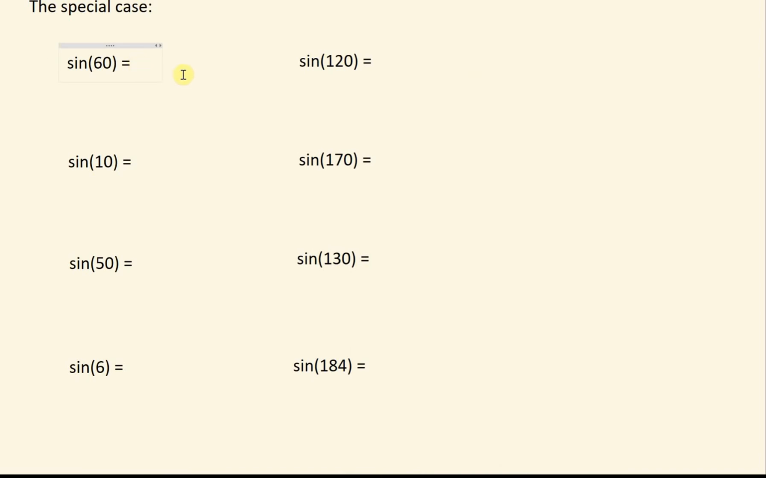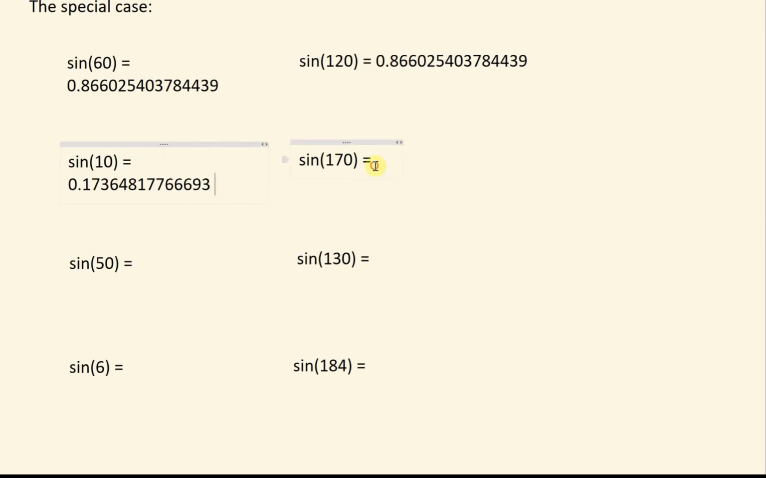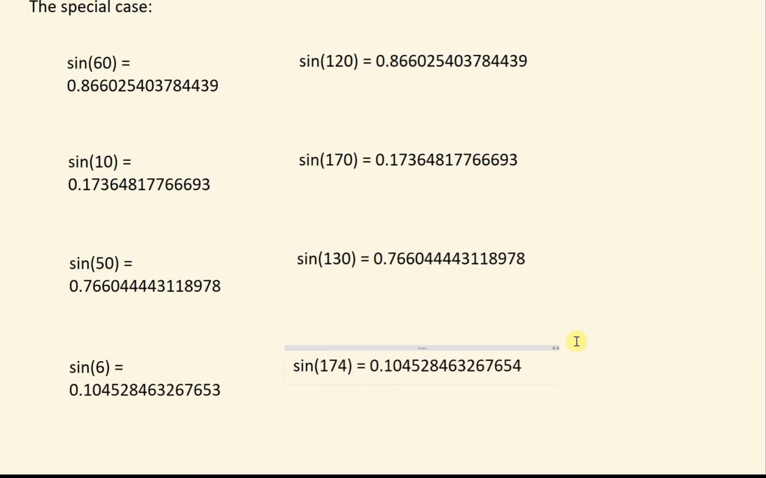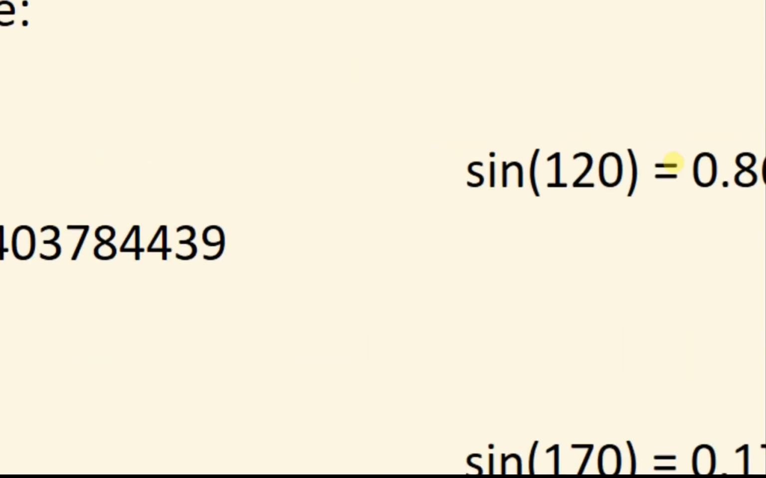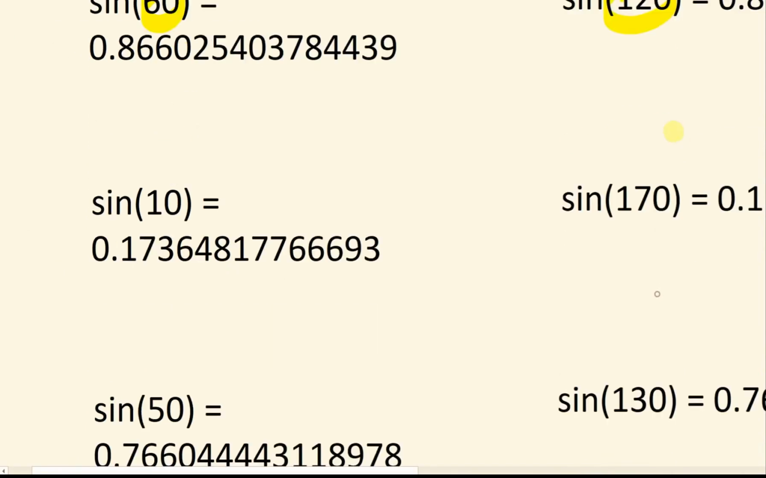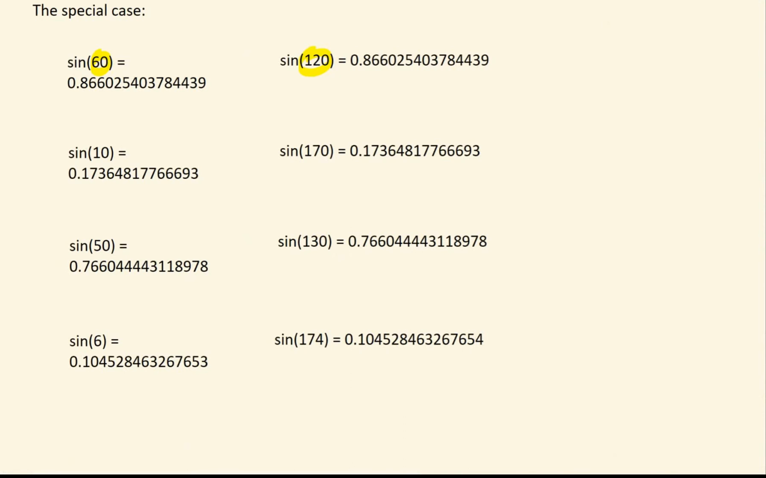You learn more about why at A-level maths, but if I look at sine 60 and sine 120, they're exactly the same. Same with sine 10 and sine 170, sine 50 and sine 130, and sine 16 and sine of 174. These are all the same, and there's a pattern to these. Each of those pairs of numbers that gave me the same answer all add to 180. So here 60 plus 120 gives you 180, and the same is true for the other three pairs.